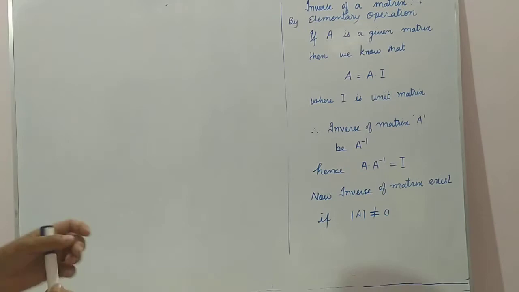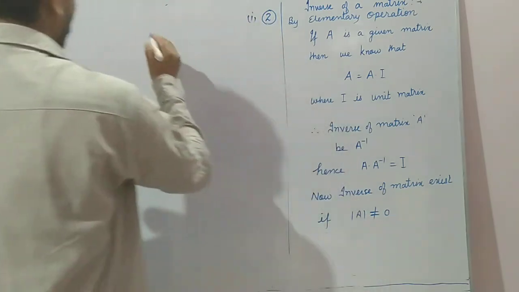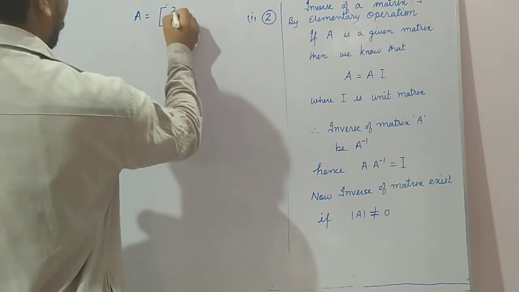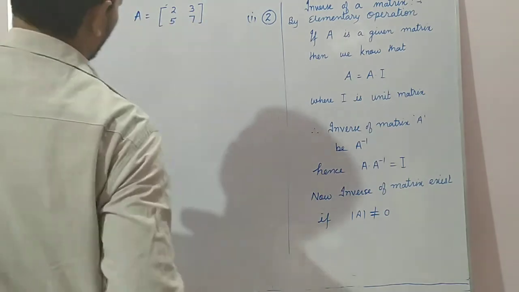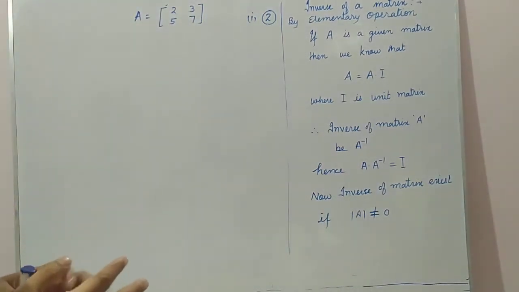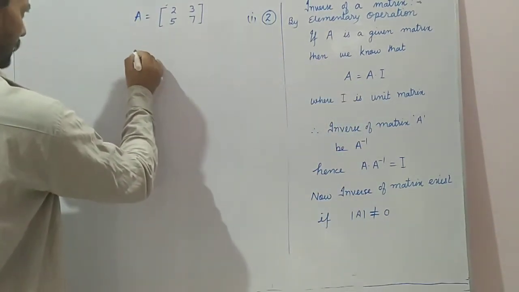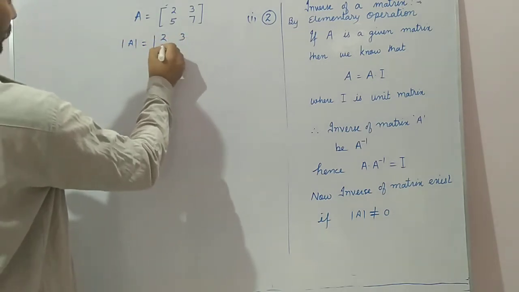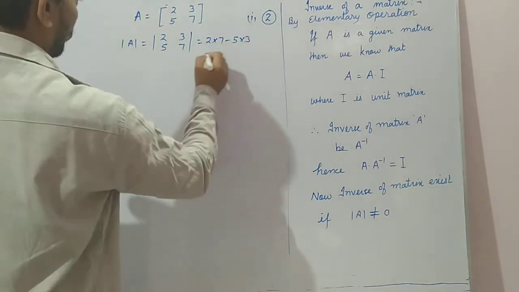Okay. So here, suppose question number 2, number 1, it is given matrix A, that is given to be 2, 3, 5, 7. Now we have to use the elementary operation method to find the inverse of the matrix. So first concept we will use here, that is, first of all we find the determinant of the matrix 2, 3, 5, 7. So this is 2 into 7 minus 5 into 3. You are getting minus 1.